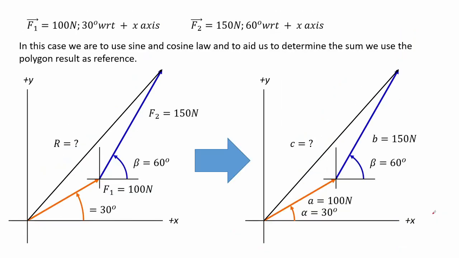Here we determine the magnitude and direction of the resultant using the sine and cosine laws. First we use the graphical result obtained earlier, which is the polygon method, since it forms a triangle. We then relabel the terms as shown on the figure on the right.